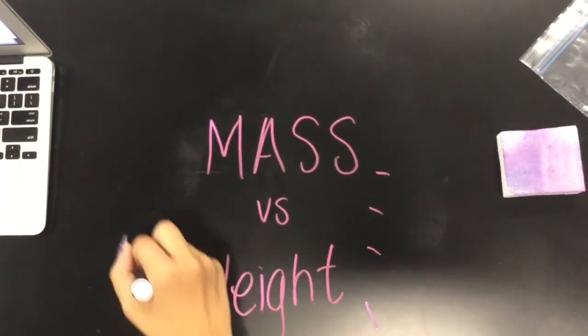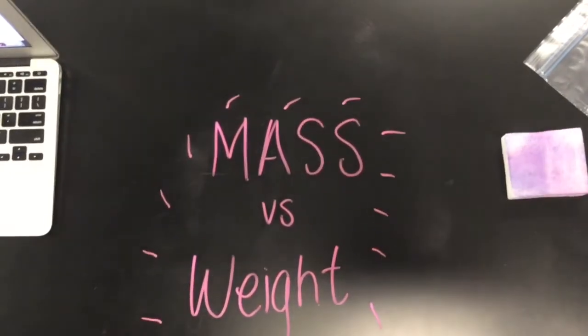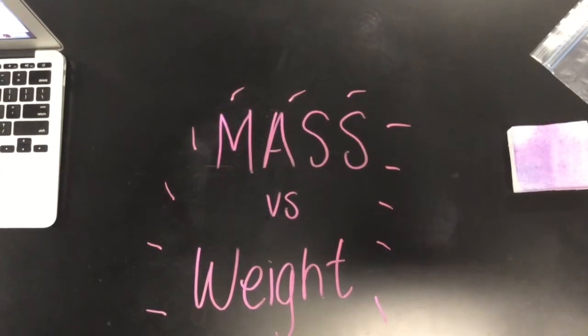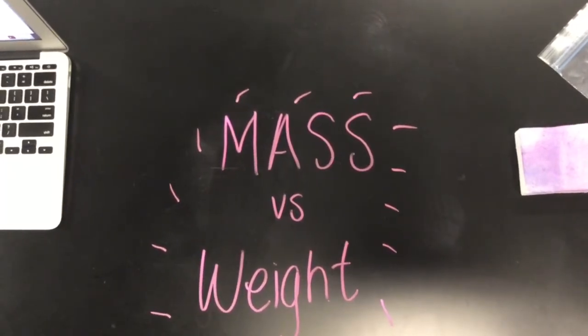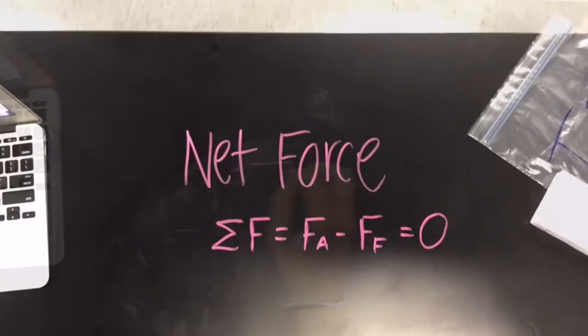The weight of a body is the force that causes it to be accelerated downward with the acceleration of gravity, which is 10 meters per second squared. An example is the fact that an astronaut's weight on the moon will be much less, but his mass would stay the same. Now that we know about forces, let's talk about net forces.